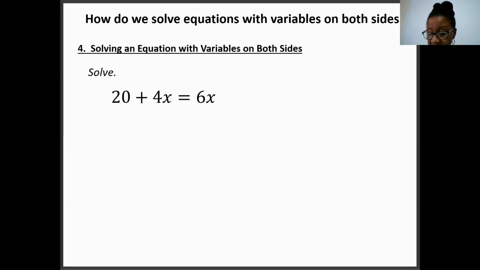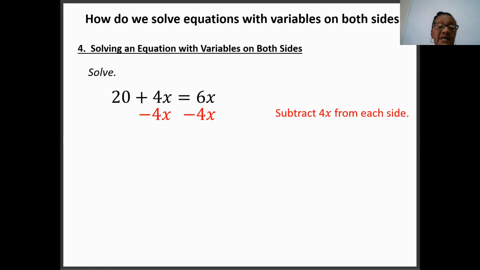Could we start, Ms. Woodside? Yeah, we have quite a few responses in the chat. We can start. All right, so we're starting with step 1. Step 1 says subtract 4x from each side. Have you done that? If you have done that, then we should have taken away 4x on both sides, and that should be canceled out. Your working would look like this.